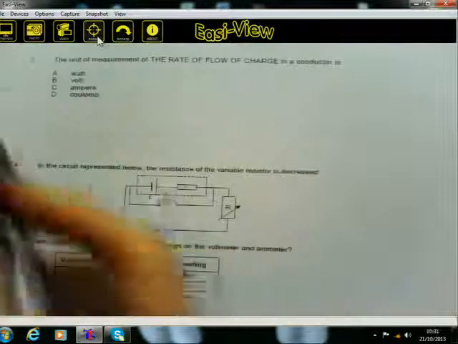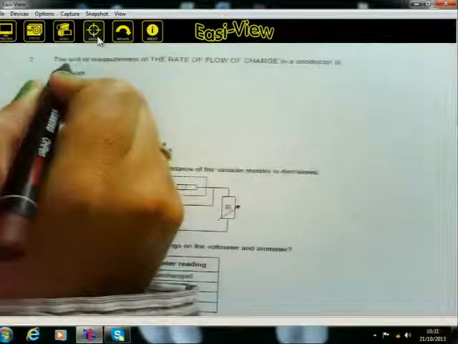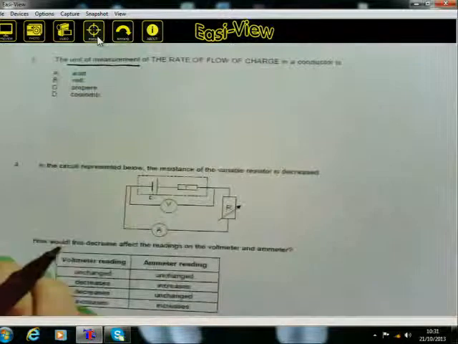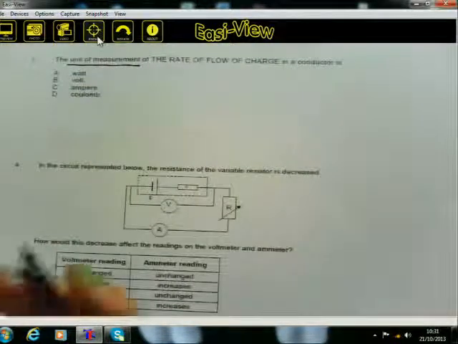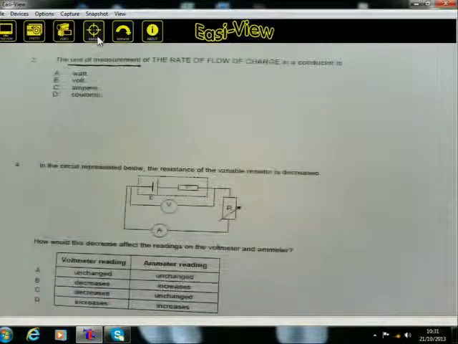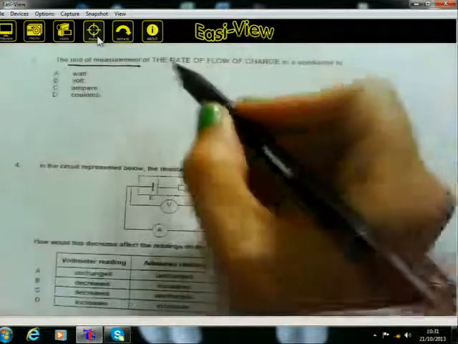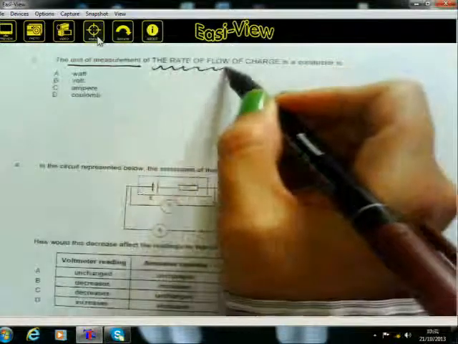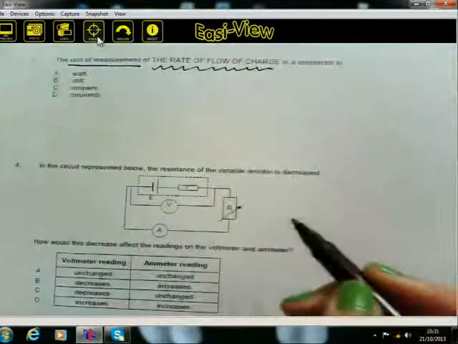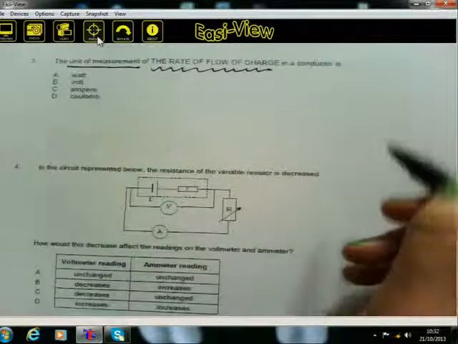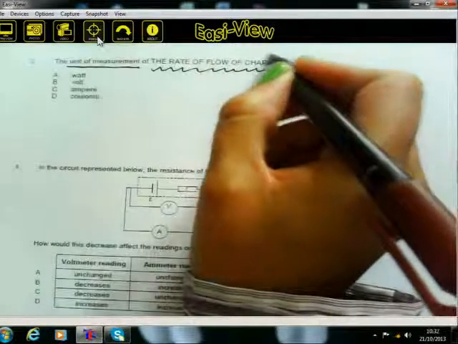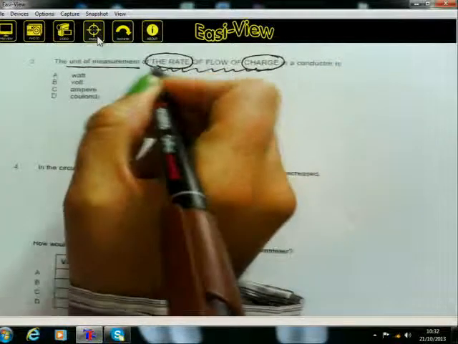The first thing that you must see is that they ask for the unit of measurement. But before we can know the unit of measurement, we need to know exactly what they're asking for. So what are they asking for? The rate of flow of charge. Now there are two words in here that are very important. The first one is charge, and the second one is the rate.